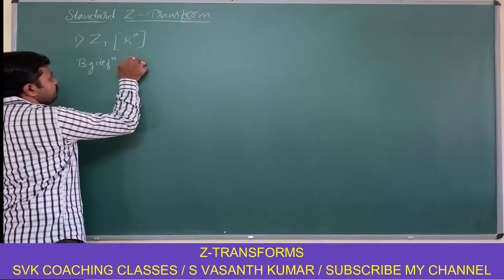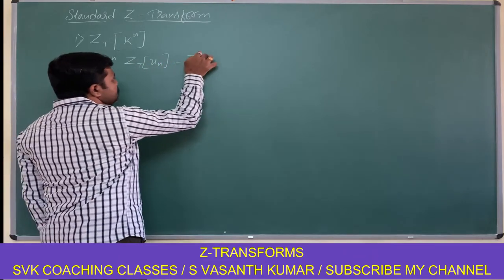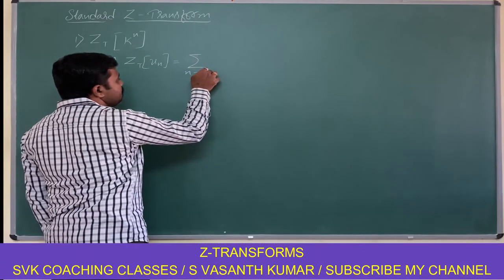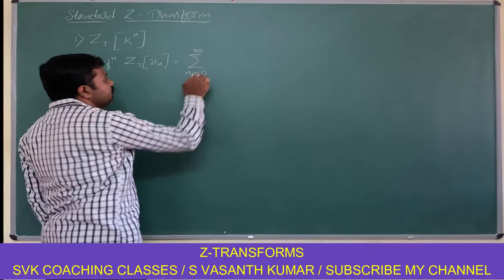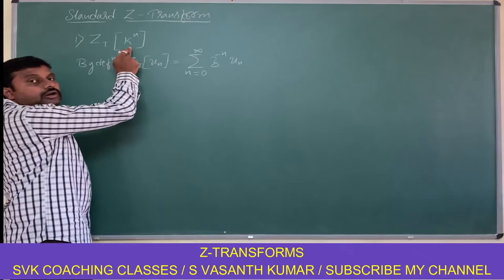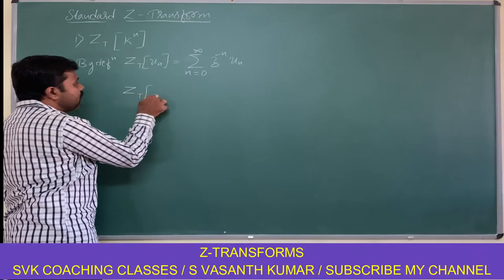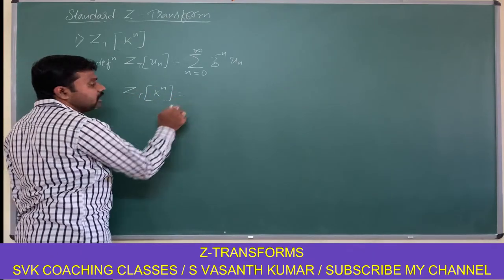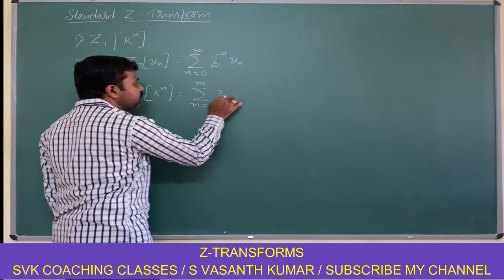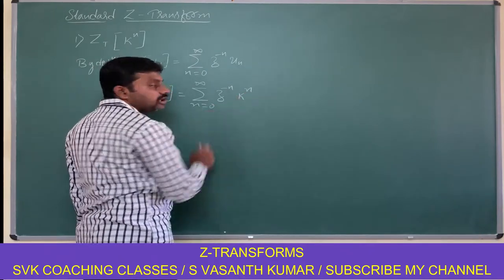of Z transform, what is the definition of Z transform? Z transform of un is defined as summation n equal to 0 to infinity z power minus n un. So in the given definition, in place of un we have k power n. Therefore Z transform of k power n is nothing but summation n equal to 0 to infinity z power minus n into k power n.